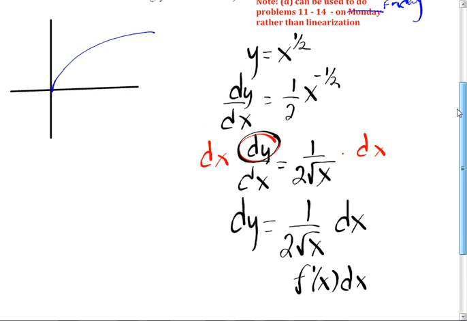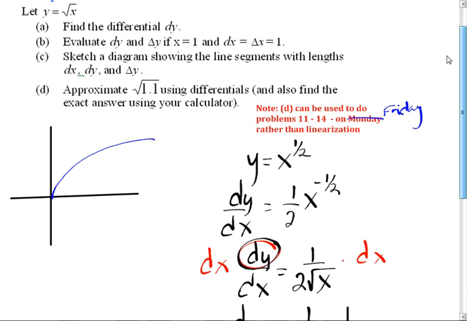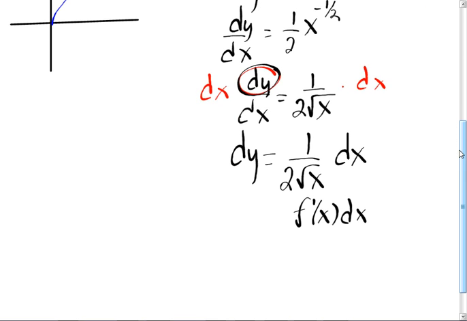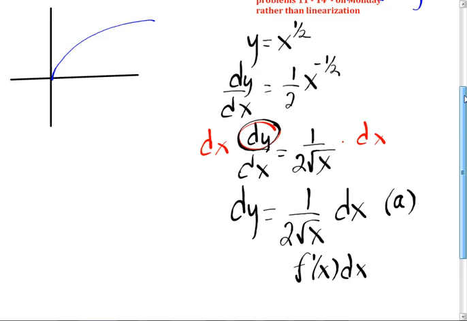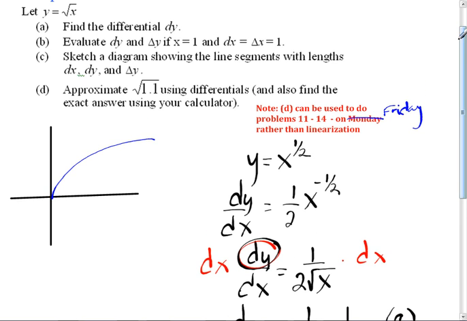Well, I'm going to work with that. That's the picture of the curve. So now, that was A. So this is part A. So let's do B. It says, find dy and delta y.